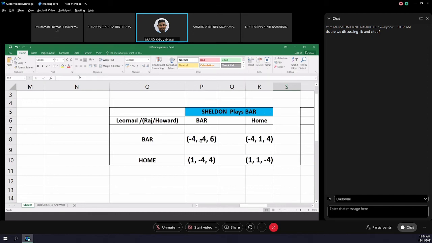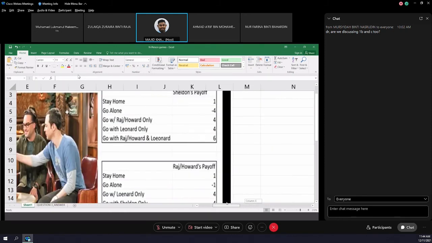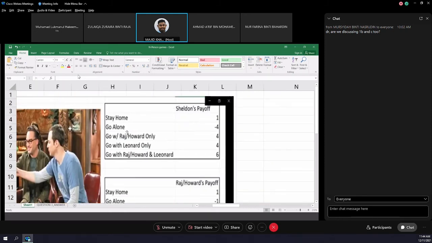Can you see the number of payoffs already increased? Before this, we only looked at 2. Now we already have another one. The third one is Sheldon's plays bar. And do remember, when Sheldon plays bar, Sheldon's payoff, if he goes with Raj and Howard, he gets 4. If he goes alone, he gets -4. Go with Leonard, 4. And if he goes with both of them, he gets 6.